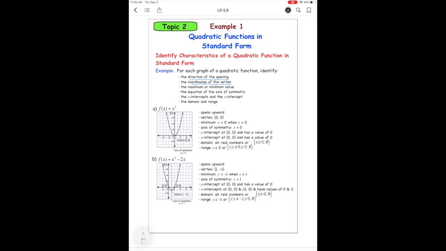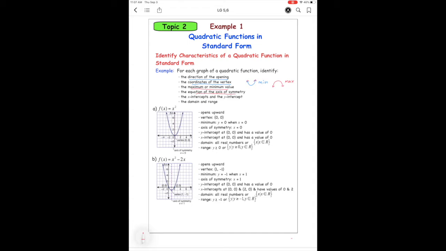And maximum and minimum, well, that's tied in with your opening up and opening down. So if we had an opening up parabola, we would say it has a minimum, because the maximum would be infinity because it keeps going up, these arrows. If we had one opening downwards, these arrows are going down forever, so this has a maximum. Okay, so that's how you can tell maximum, minimum.